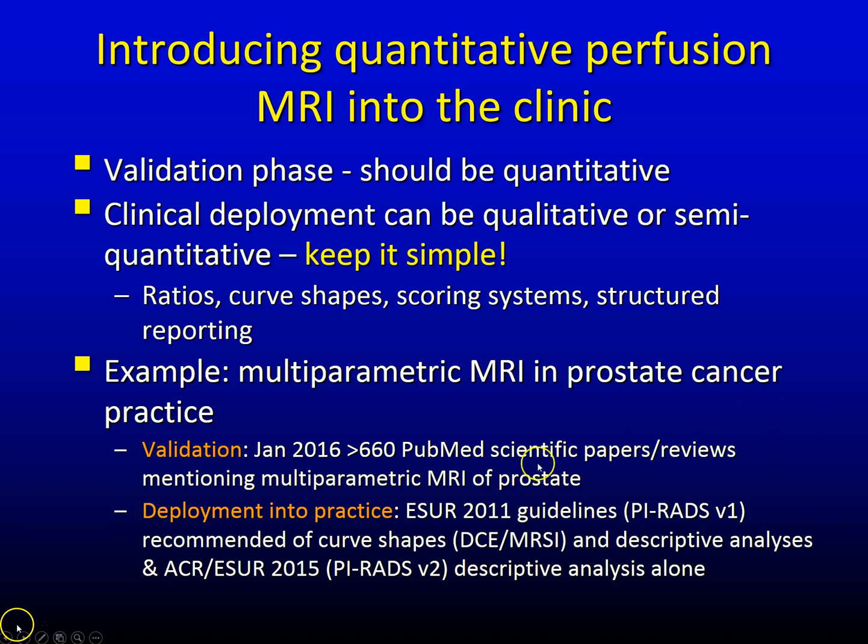So you can see that multi-parametric MRI, which includes DCE-MRI, was validated in a number of studies, including quantitative studies, but when it was deployed into clinical practice in 2011 as the PI-RADS version 1 system, in fact there was just curve shapes. And in fact the latest version, which is PI-RADS version 2, which came out in 2015, only uses descriptive analysis alone. So you can see how we went from the clinical validation, which included studies that were quantitative, but when we deployed the technique we went down and we started using curve shapes and finally morphological descriptors alone.